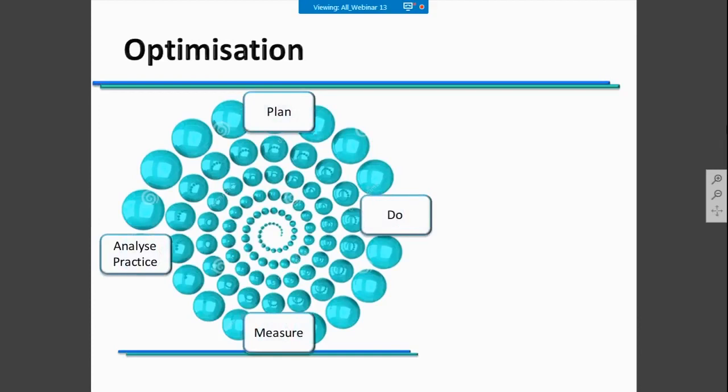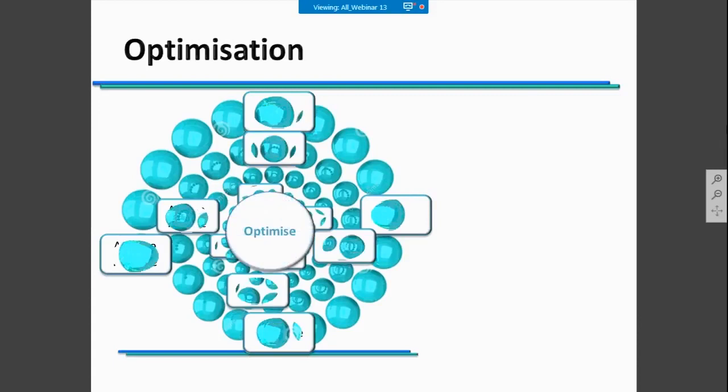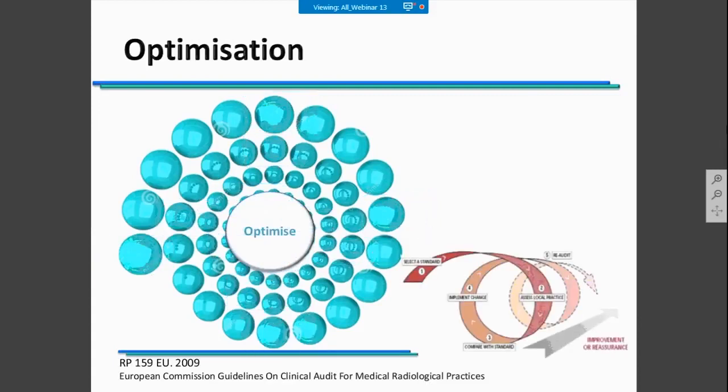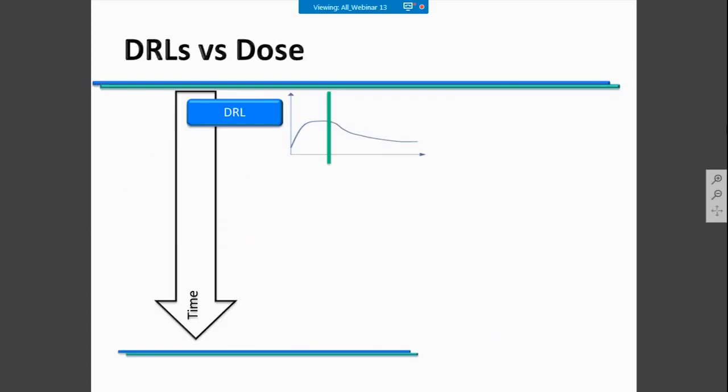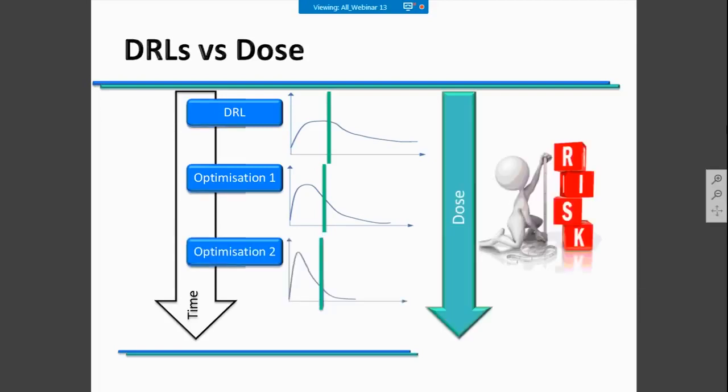your daily practice, plan, compare, measure again, and do it in order to optimize your practice and audit your values, as is stated in the recommendations of the European guidelines for clinical audit. So you have your local DRL, and then over time you decide to optimize your practice, you decrease your dose values, and you optimize again. And over time, the expectation will be to decrease dose and decrease the risk for the patients that are submitted to examinations in your department.